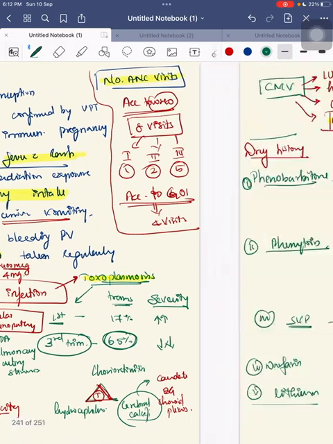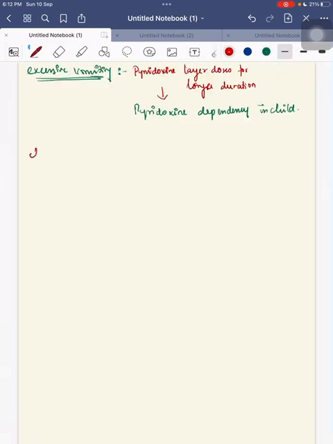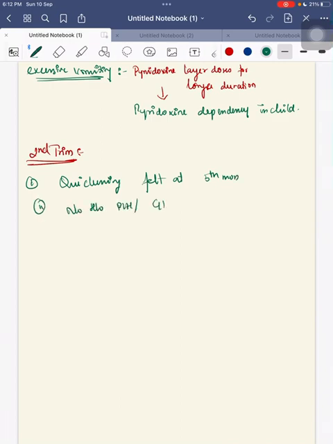Next, that is about the first trimester. Next you will go for the second one. In the second trimester, the first one will be quickening felt at the 5th month. Second, no history of PAH, GDM, hypothyroidism, bleeding per vaginum. So these can be other possible questions. These are the questions you are going to ask in your second trimester.